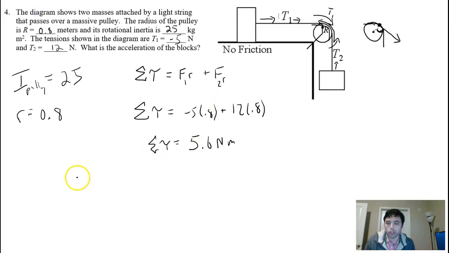So now we have our total torque. Now we're going to use Newton's second law of motion, but the rotational version of it. So it's alpha equals the net torque over the moment of inertia I, which we already know, right? The problem told us what that was, 25 for the pulley.